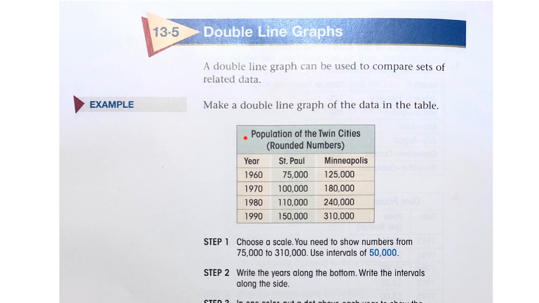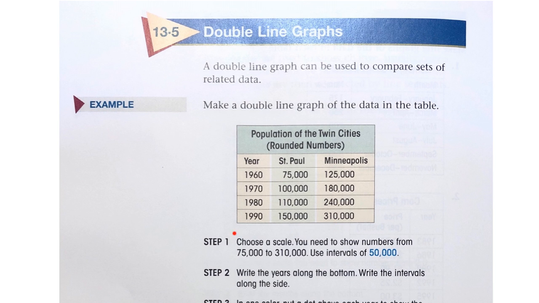Population of the Twin Cities. So we've got our rounded numbers of population. How many people live in the Twin Cities? The Twin Cities are two cities, one's St. Paul and one is Minneapolis. And we have the year. Looks like every 10 years they have the population, and it looks like it changes every year in the two different cities.